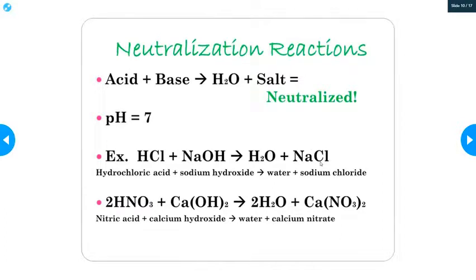Remember, the cation always has to go first. Sodium is a cation, it's Na+. Cl is an anion, it's Cl-. So when they combine together, it'd be NaCl.